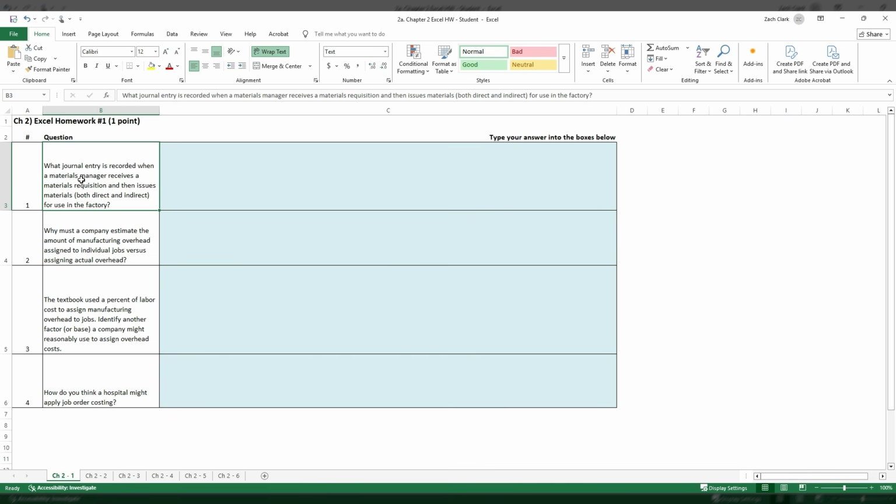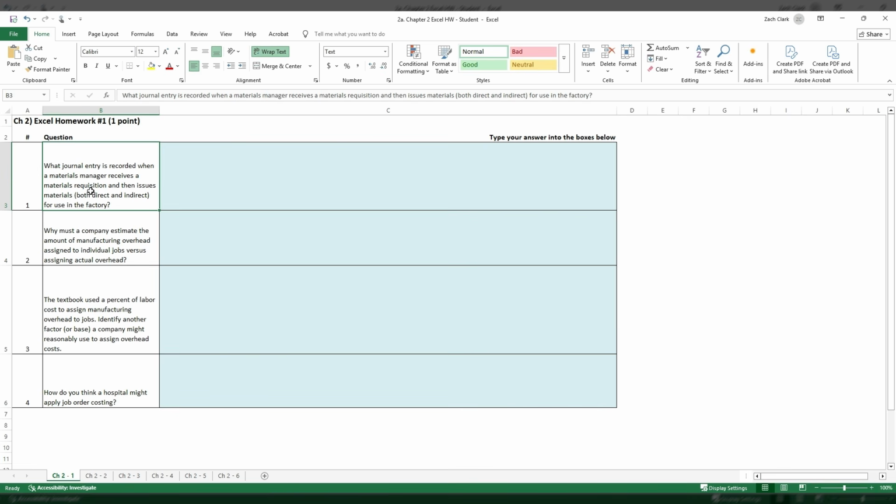So number one asks us, what journal entry is recorded when a materials manager receives a materials requisition and then issues those materials for use in the factory, right? So as I mentioned in the video lecture for this chapter, these material requisition forms are the form that one employee would use to request materials for the project that they're working on, essentially. And not that they use these in every single business or anything like that. You know, you have to be a pretty big business to have your own materials manager, for example.